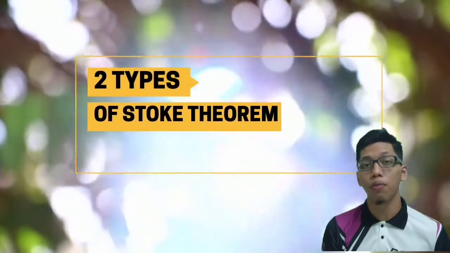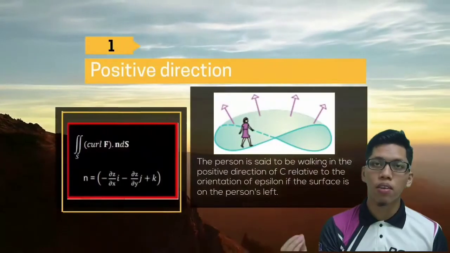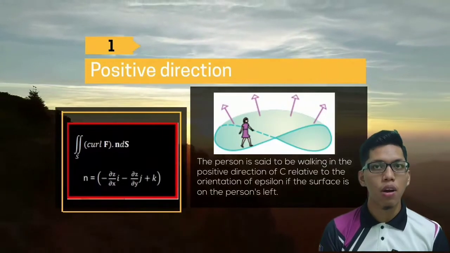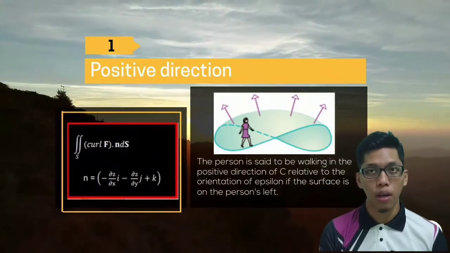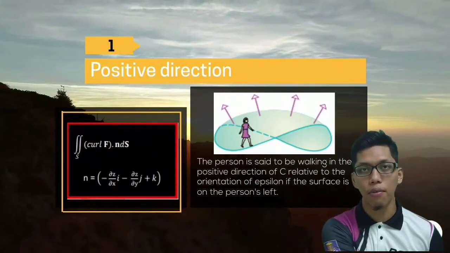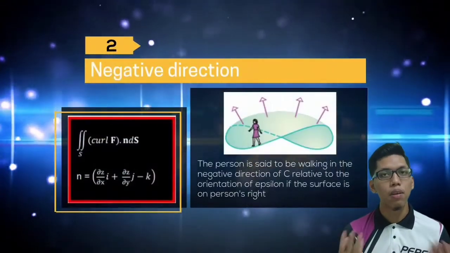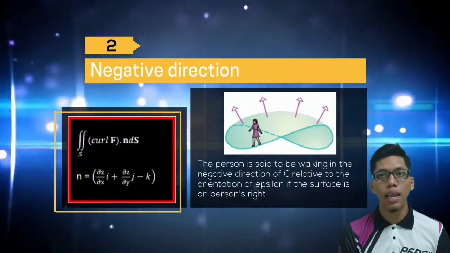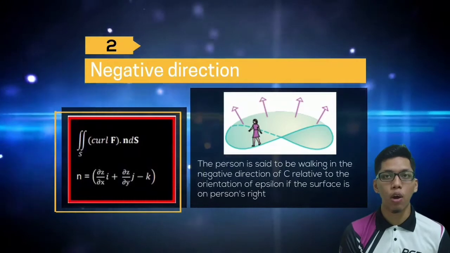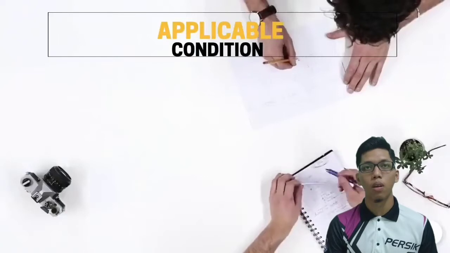There are two types of Stokes' theorem. First type is the positive direction. The person is said to be walking in the positive direction of the closed curve relative to the orientation of epsilon if the surface is on the person's left. Second type is the negative direction. The person is said to be walking in the negative direction of a closed curve relative to the orientation epsilon if the surface is on the person's right.